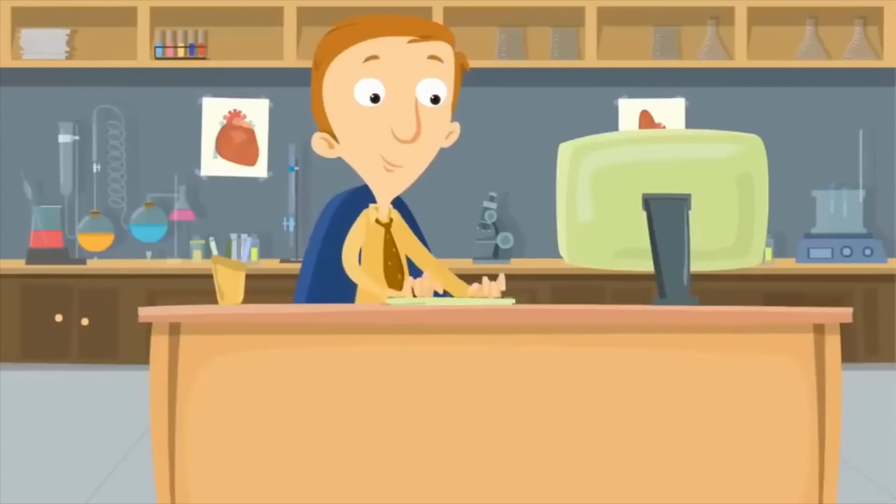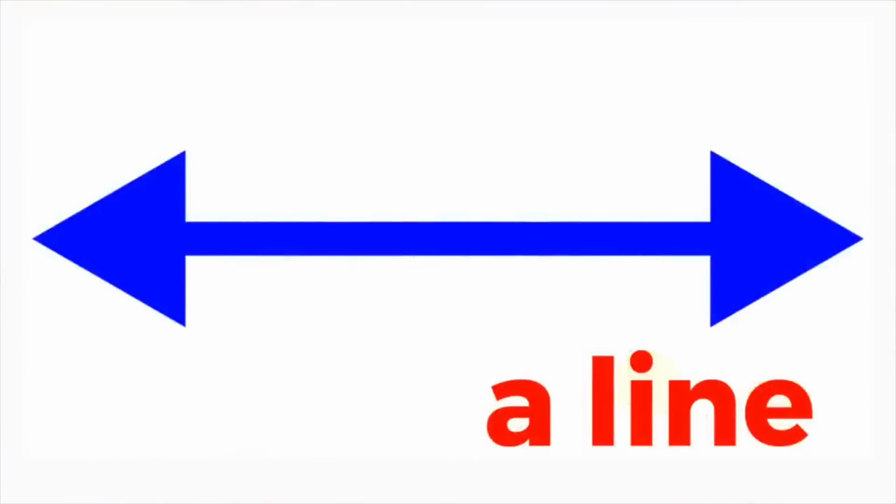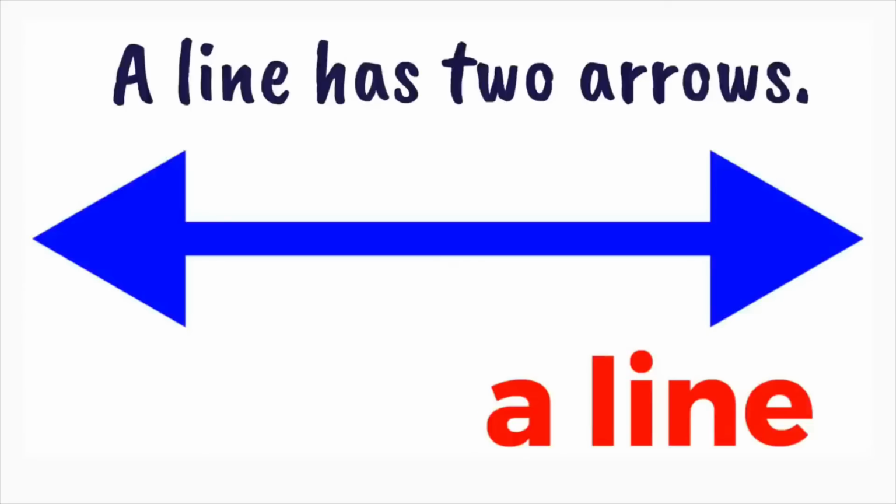In math, a line looks like this. You have a line with 2 arrows, one on each end. These arrows show that the line keeps going on forever in both directions. A line has 2 arrows.